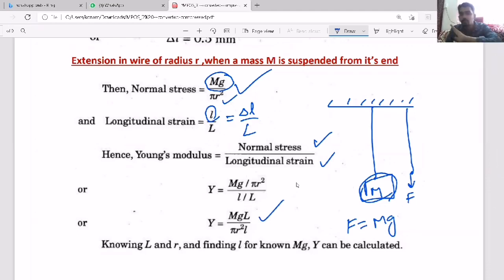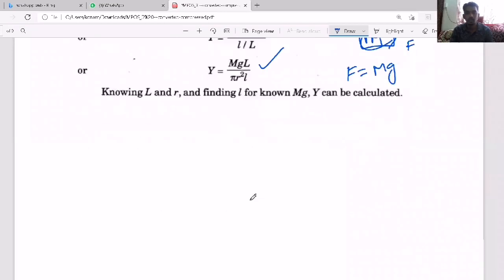So normal stress by longitudinal strain, that is Young's modulus. When they mention the wire is massless, but one block of mass m attached to its end, then the load which is applied on it is equal to the weight of the body attached to it at the lower end, that is mg. So in place of capital F, what you need to substitute here? Mg, that's it.